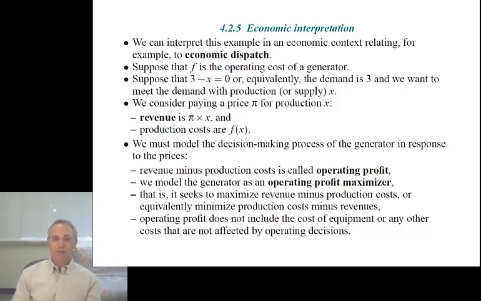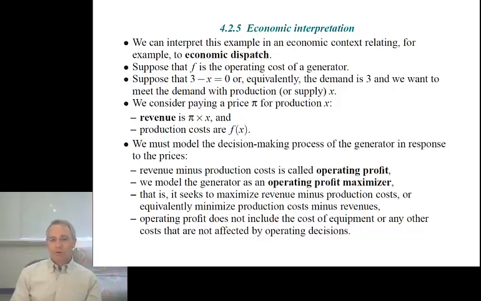Let's suppose that the demand was 3. And so our supply-demand constraint was that 3 minus x is equal to 0. That is, the demand is 3, and we want to meet the demand with production or supply x.